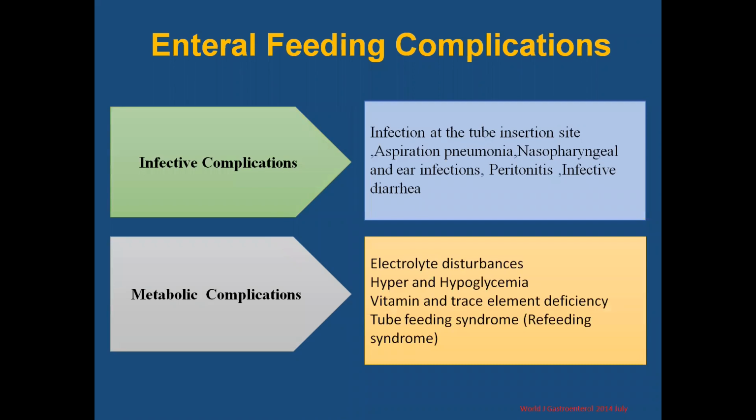And infective complications are infection of the tube insertion site and aspiration pneumonia, nasopharyngeal and ear infections, infective diarrhea. These are the complications of enteral nutrition. And metabolic में electrolyte imbalance हो सकता है, hyper and hypoglycemia, vitamin and trace element deficiency, and maybe refeeding syndrome. It means tube feeding syndrome.